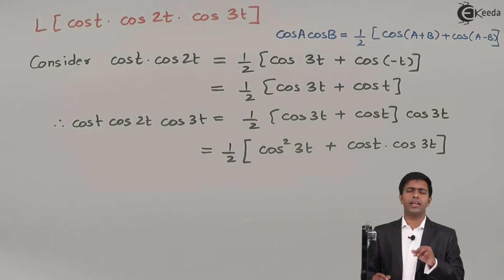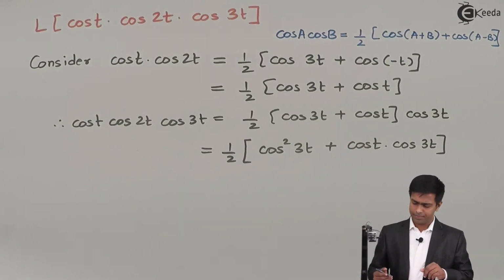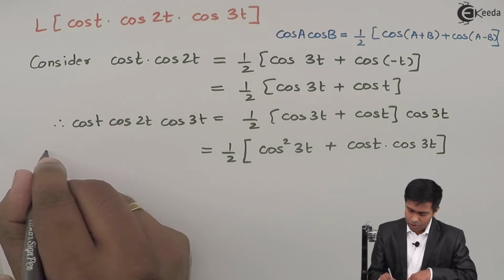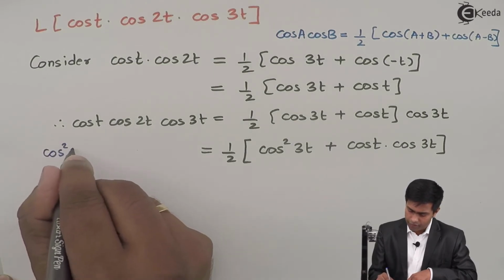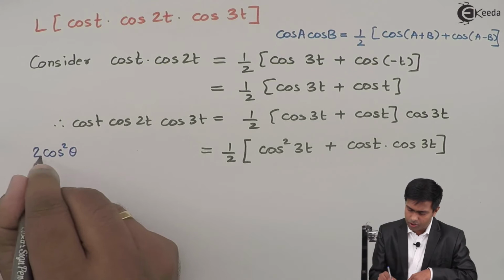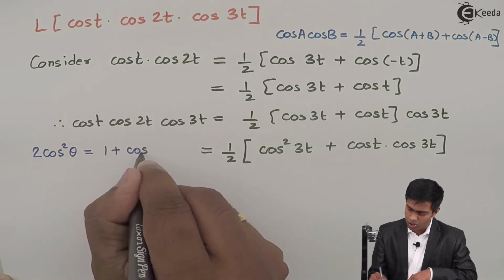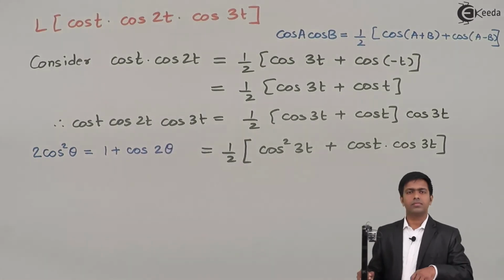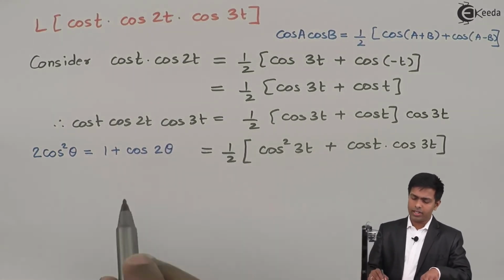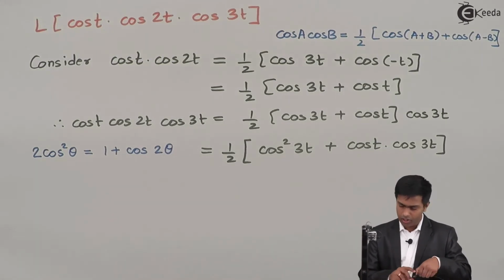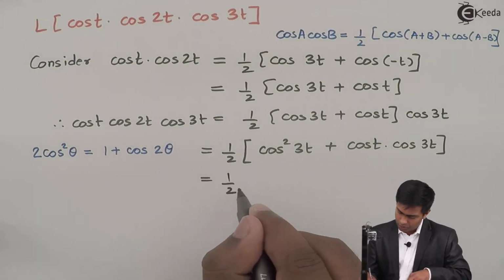So for that I'll again use a formula. Now what is the formula? So we have one more formula of trigonometry, that is 2 cos square of theta is equal to 1 plus cos of 2 theta. So by using this formula we will get here 1 by 2.